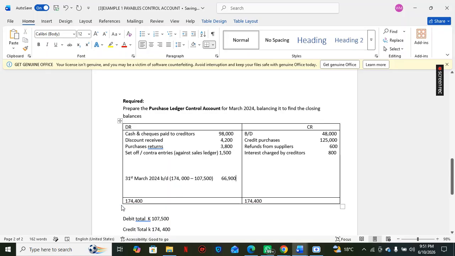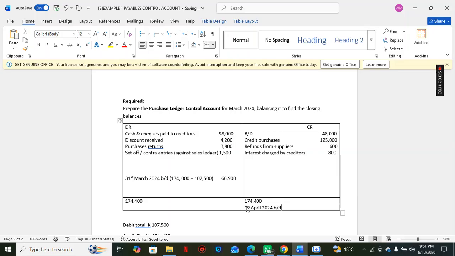Okay. Then on the next month, we say 1st April 2024, balance brought down 66,900. Okay, so basically this is how much we're owing our suppliers in total. So in the balance sheet, under current liabilities on trade payables, you will see 66,900 kwacha.